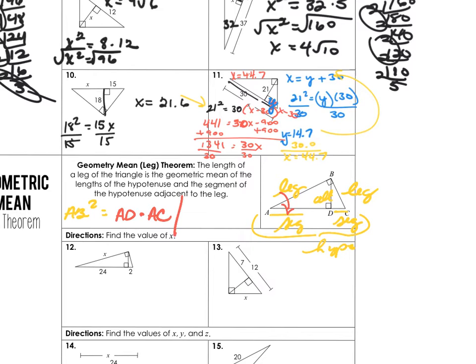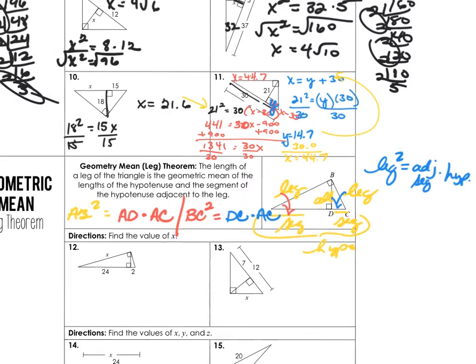And if you did the other leg, it would be BC squared is equal to, and notice the segment of BC is DC, and it'd be DC times AC. The way I like to write this is I say leg squared is equal to the adjacent segment times the hypotenuse.